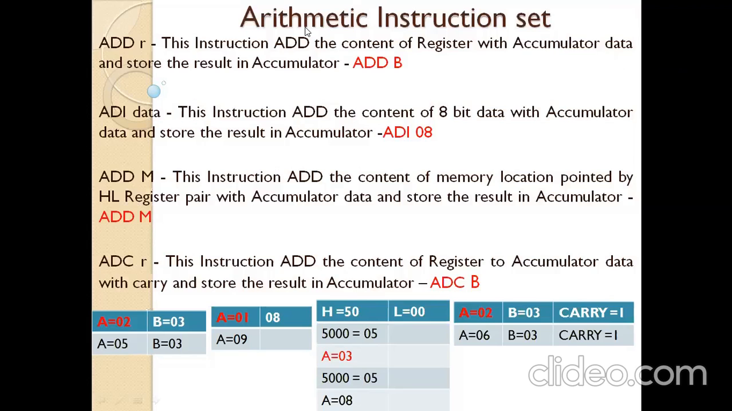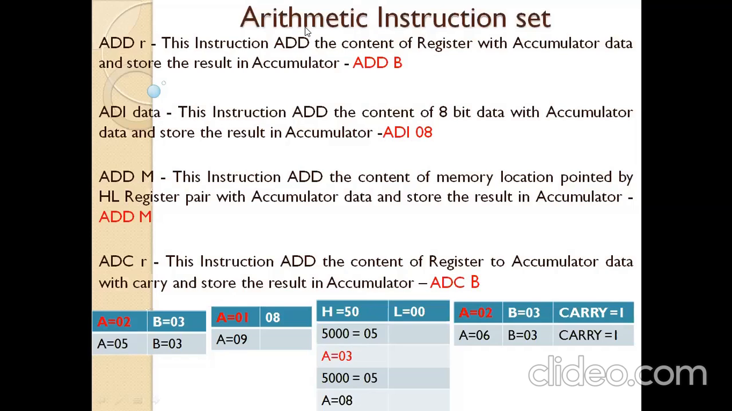Good morning, students. In the last video, I explained about the data transfer instruction set. So today I am going to explain about the arithmetic instruction set. In the arithmetic instruction set, there are two types of arithmetic operation we are going to study. One is called addition, another one is subtraction. Multiplication and division are not possible in the 8085 microprocessor.